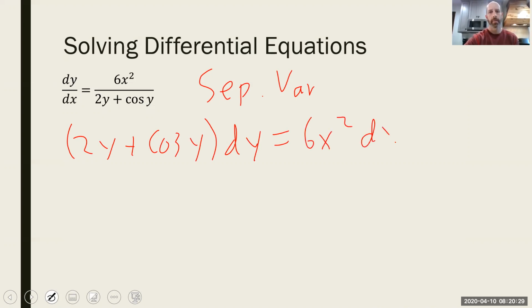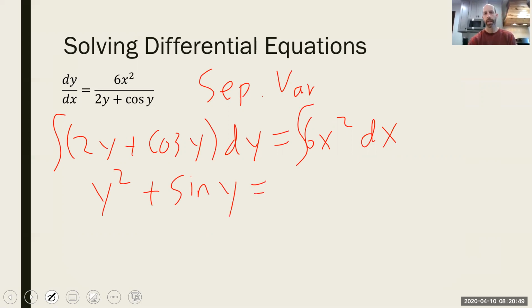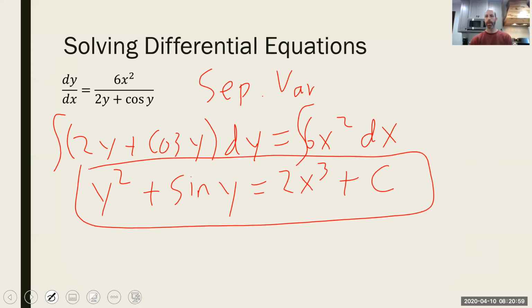So how do we undo differentiation, which is what a differential equation is? Well, we're going to integrate. And when you integrate 2y, you're going to get y squared. When you integrate cosine y, you're going to get sine y equals, and then when you integrate 6x squared, you are going to get 2x to the third plus c. And I think I'll call it a day on that one. I wouldn't solve this for y. In fact, I'm not sure that you can solve this for y.